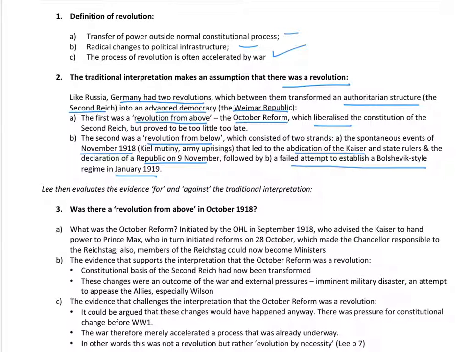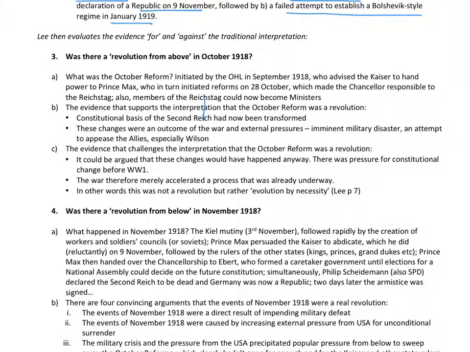Okay, so Lee then moves into working his way through effectively those three different strands, and he starts off with an evaluation of the first strand. So this is about the October Reform of 1918, which was the apparent revolution from above. Now, again, a very logical approach. He starts off here by simply stating what happened. It is easy to make the mistake of jumping into your analysis without actually stating what happened. So, without analysing it, what was the October Reform?